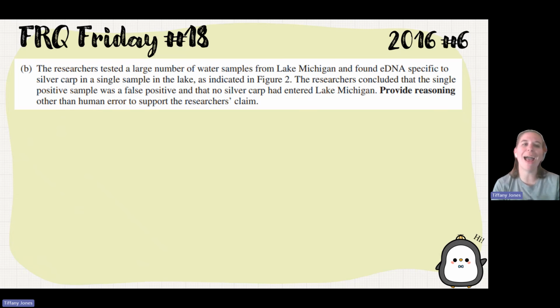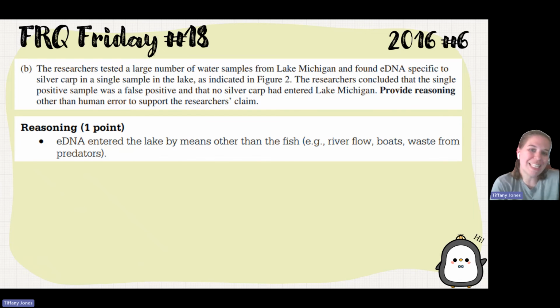So we need to say, how can eDNA have gotten into the area when there wasn't any silver carp? The easiest way is just thinking about the water. If the eDNA is in that water, then anywhere that water goes can show that the fish was there, even if the fish wasn't there. So the river flow, boats moving in the area, or if some type of organism has eaten the fish, maybe part of their wastes could have had that eDNA in them. Any of those could have been a way that it got to the lake.